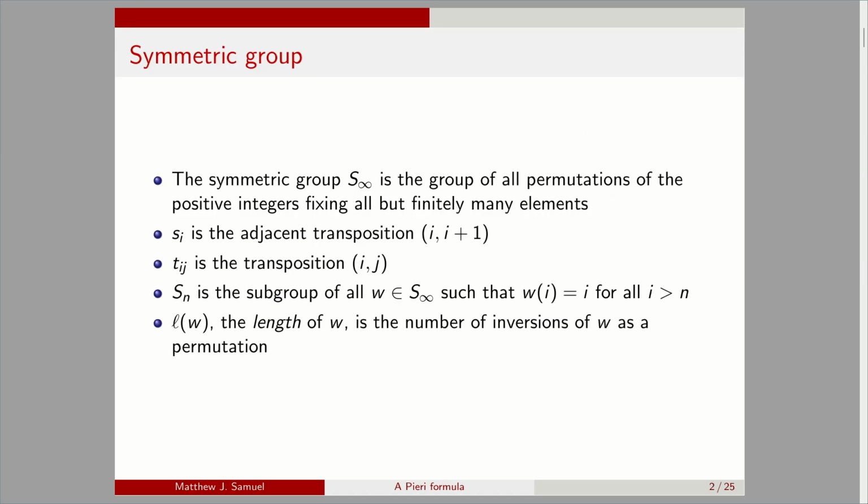So I'll start by defining the symmetric group S infinity. It is the group of all permutations of the positive integers, fixing all but finitely many elements. A special element of the symmetric group is the adjacent transposition s_i, which exchanges i and i plus 1. t_ij is the transposition exchanging i and j. And S_n is the subgroup of all w in S infinity such that w(i) is equal to i for all i greater than n. And an important statistic of a permutation is the length, l(w), of the permutation w, and it's the number of inversions of the permutation.